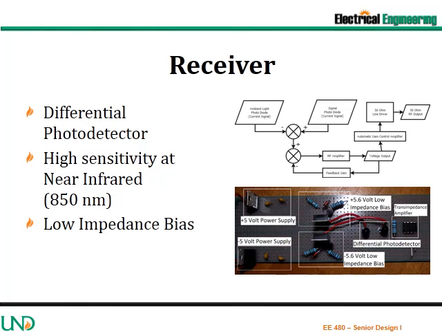The receiver module is designed to be a differential photodetector. It utilizes photodiodes to provide a current signal. One photodetector cancels out the ambient light. Due to lack of ambient light at 850 nanometers, this provides a very high fidelity signal, as will be shown later on. The photodiodes have a good sensitivity due to the low impedance bias provided by Zener diodes. 5.6 volts was chosen due to the low temperature coefficient to guarantee consistent performance during testing.